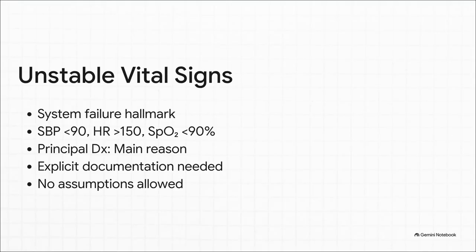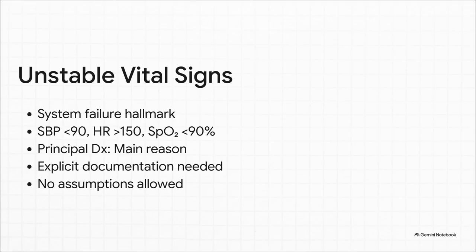Okay, part 1, the acute emergency frontline. You know, when a patient first rolls into the ER, unstable vital signs are the absolute hallmark that critical systems are failing. We're talking massive red flags here, like a systolic BP tanking under 90, a heart rate skyrocketing over 150, or oxygen saturations dropping below 90%.